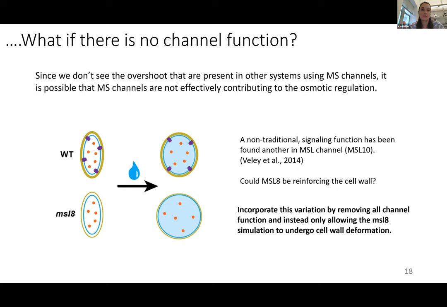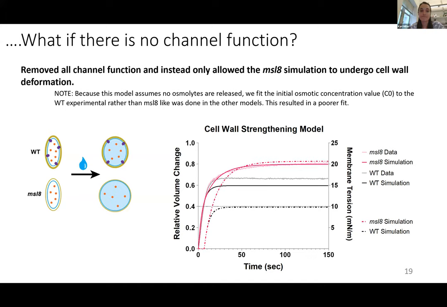And so what do we see when we run this kind of model? A disclaimer here: because the model assumes that no osmolytes are released, we had to fit the C0 value, the initial osmotic concentration value, to the wild type rather than the MSL8, which is what we're doing in all those other models. So that's why the fit here is not as good as the others.